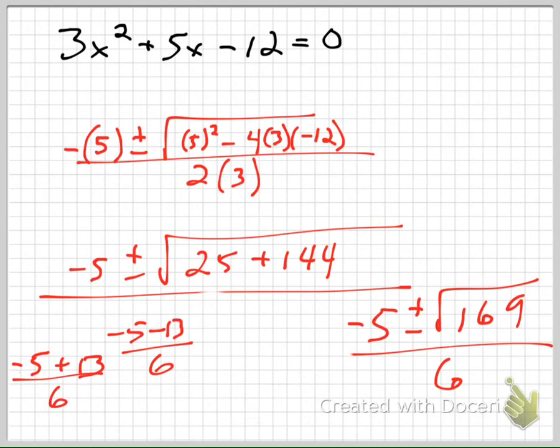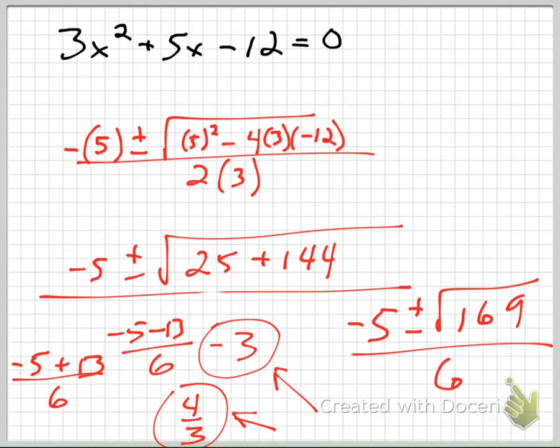Negative 5 plus 13 is 8. 8 over 6 is 4 over 3. There's one of our answers. Negative 5 minus 13 is negative 18. Negative 18 over 6 is negative 3. There's our two answers. Negative 3 and 4/3. How many of you got that?